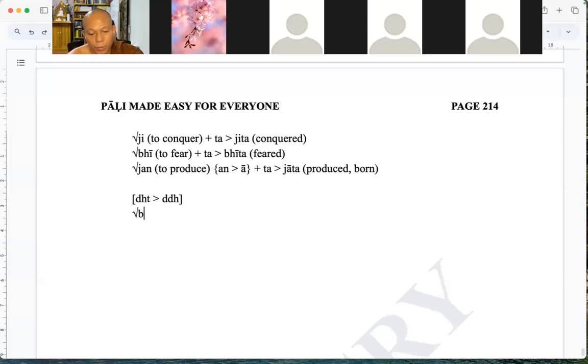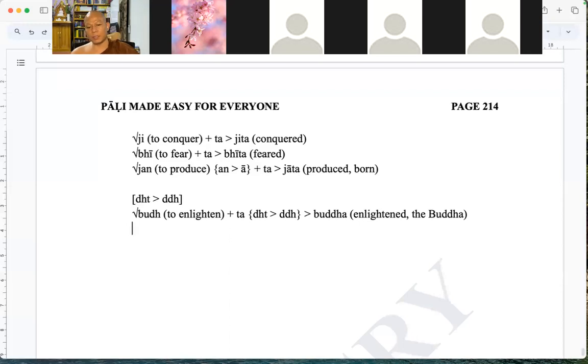So firstly, root boot, to enlighten, and the da. At that time da becomes da. So that is why we have the Buddha. Buddha is originally a past participle, enlightened, but later we use it to refer to the Buddha, the enlightened one, as now. So some nouns are originally past participles, but later refer to a noun. We use them as now, like here Buddha also.